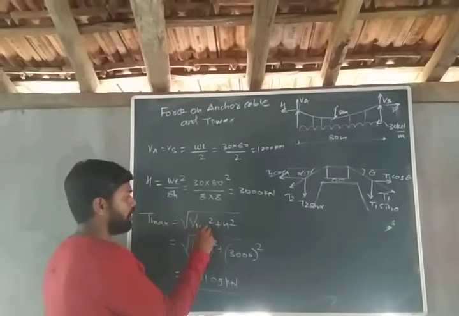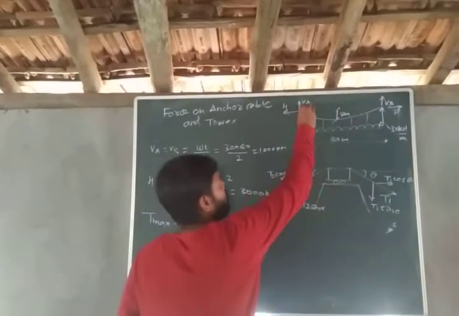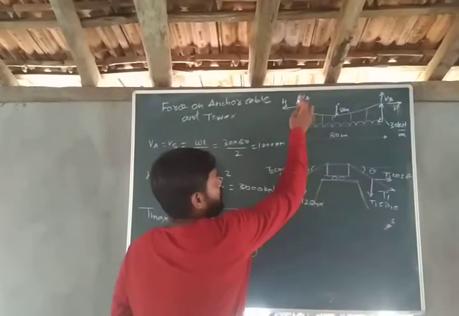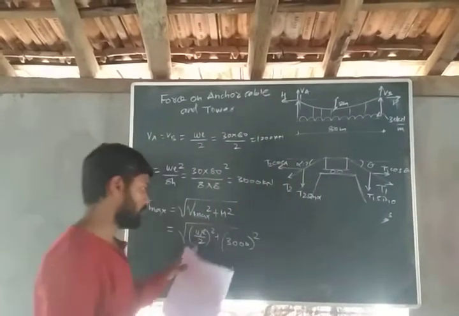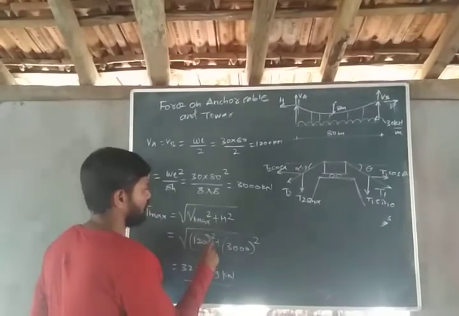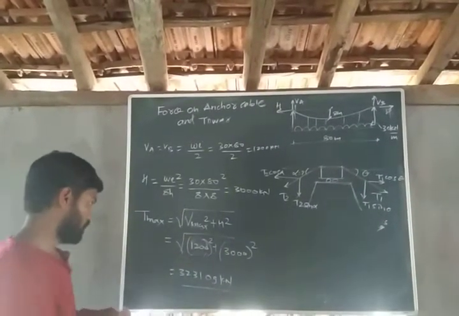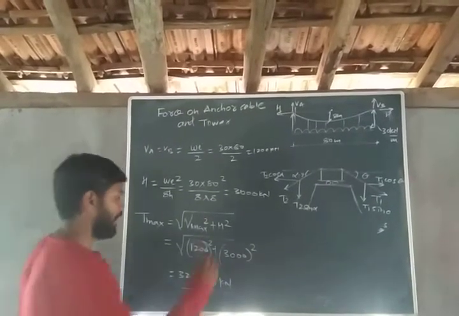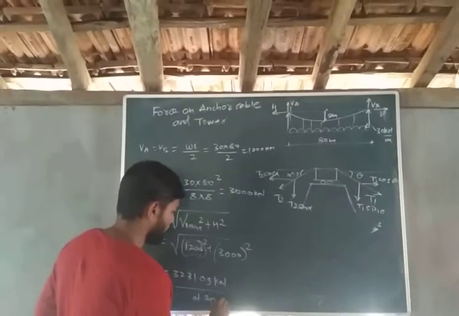And the value of V maximum, the maximum shear force at the support, is the reaction VA, which is equal to 1200. So if you directly substitute over here, 1200 square plus 3000 square, you will get 3231.09, that is T max, and it will occur at the support. The location should be known to you.